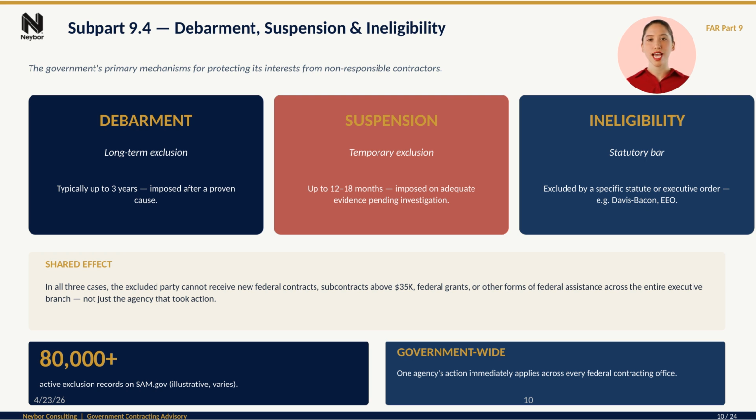Critically, all 3 have the same practical effect shown in the cream box. The excluded party can't receive new federal contracts, most subcontracts above $35,000, grants, or other federal assistance. And it applies across the entire executive branch, not just the agency that took the action. One action, whole government. The two bottom boxes underline the scale. There are tens of thousands of active exclusion records in SAM at any given time, and the government-wide reach means that losing one agency's trust means losing access to all of them.